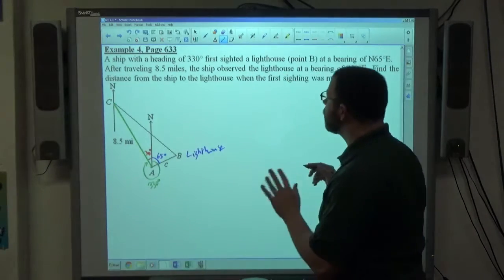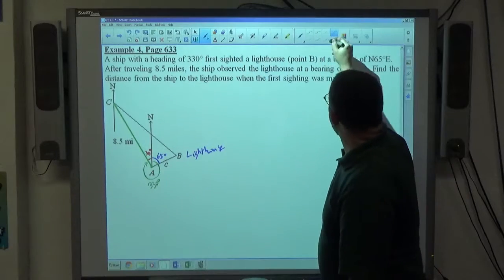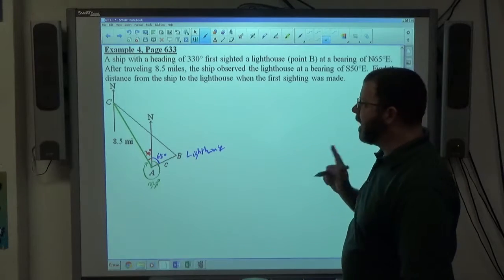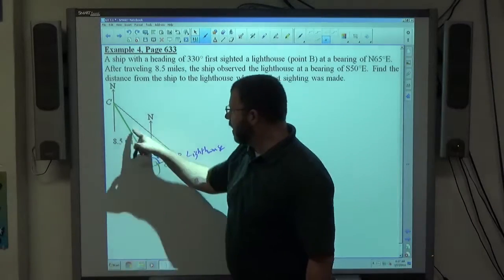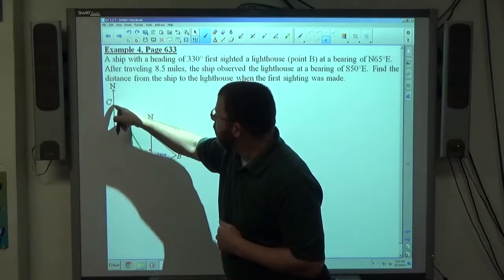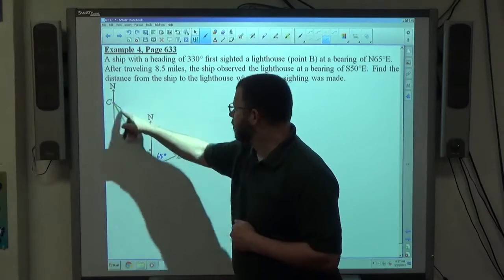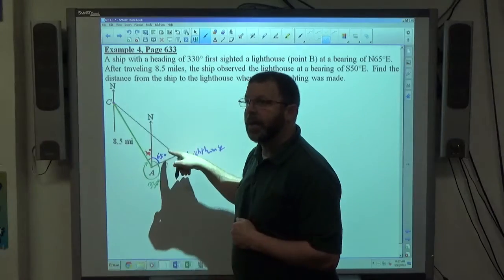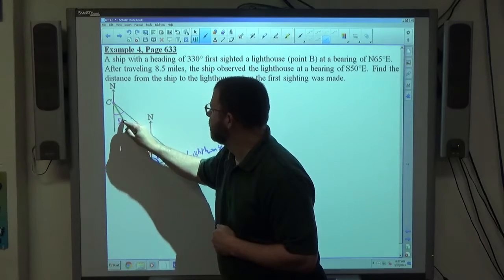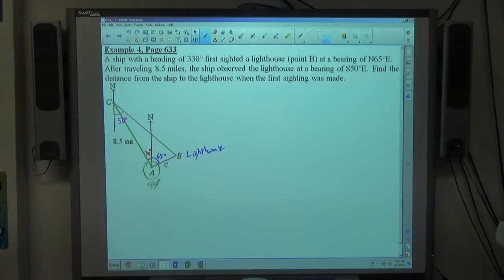All right. So then they make another observation here, and they observe that the lighthouse is now at a bearing of south 50 degrees east. Now, be careful of this. You get a lot of lines in this, and it's important you go to the correct line. The bearing was made from point C, and we're looking at the lighthouse, point B. So CB is the line we're looking down. So the 50-degree angle goes to right there. Notice that 50-degree angle is not inside the triangle.